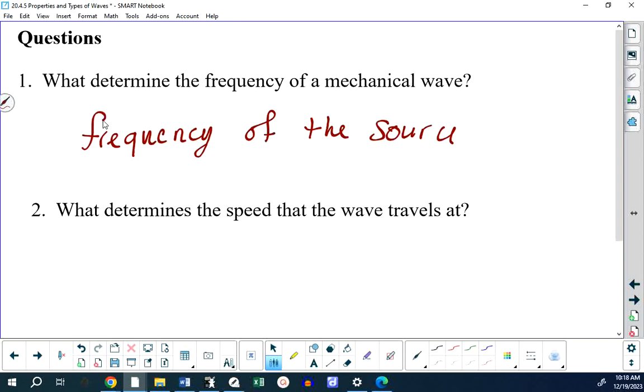Any idea? Almost nobody ever gets this. It's the medium. It's what's doing the oscillation. If the medium is very flexible, then that's going to determine the speed at which the energy goes through. If the medium is very rigid, that's going to determine the speed with which it goes through. So I don't want to say that, well, I will say the density and properties of the medium.